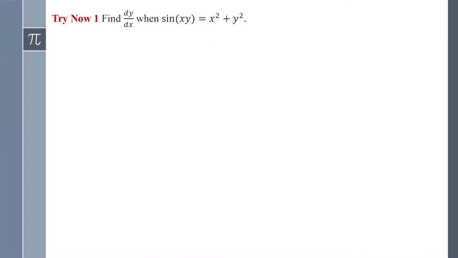Now you can pause the video and try doing this problem, and then you can resume the video and check your work. So we are going to do it now. So again, differentiate both sides with respect to x. So when we do that, the function on the left is sine xy. So we have to use the chain rule here and then also the product rule. So a lot of things here.